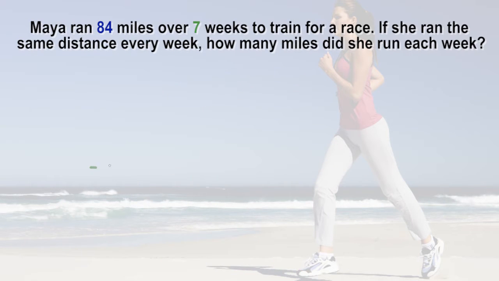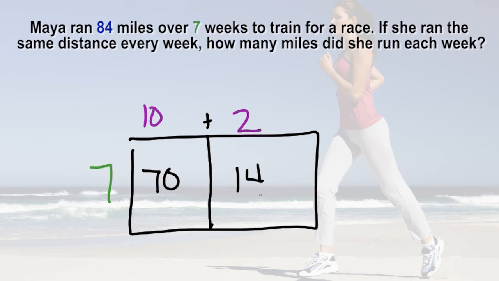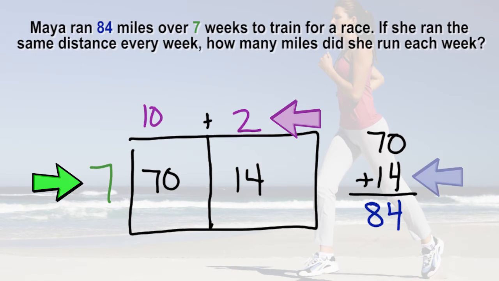We can check our work with the multiplication from the area model. 7 times 10 equals 70, and 7 times 2 equals 14. And 70 plus 14 equals 84. If we multiply 7 and 10, we get the partial product of 70, and when multiplying 7 times 2, we get the partial product of 14. Add these partial products together to get the total product of 7 times 12, which is 84, which relates to the dividend from our division problem.